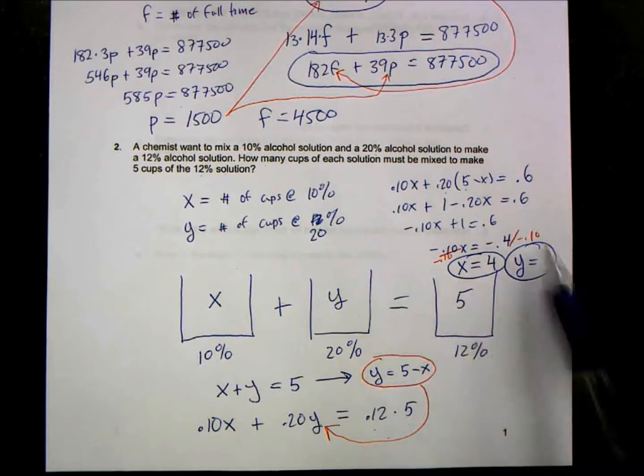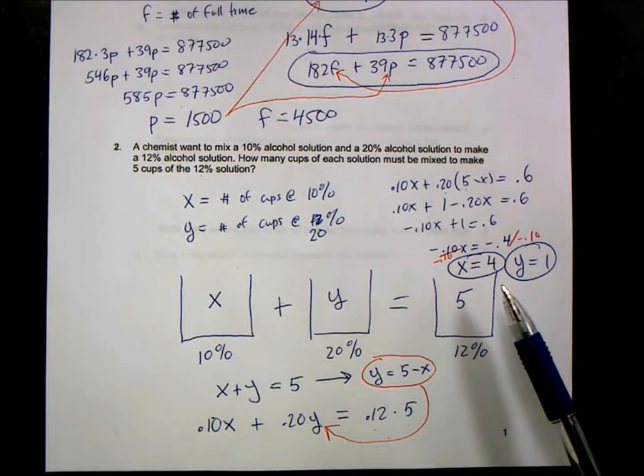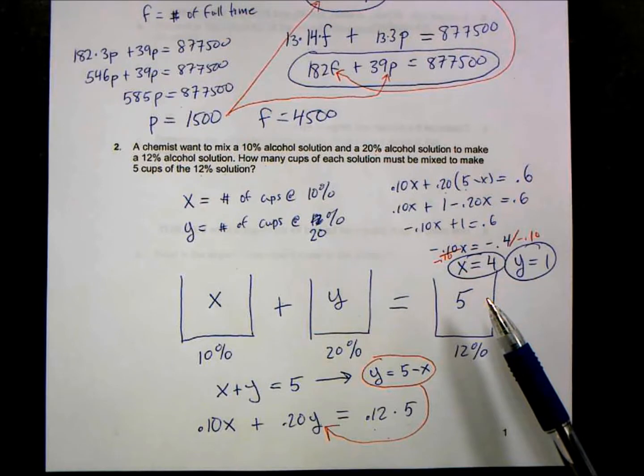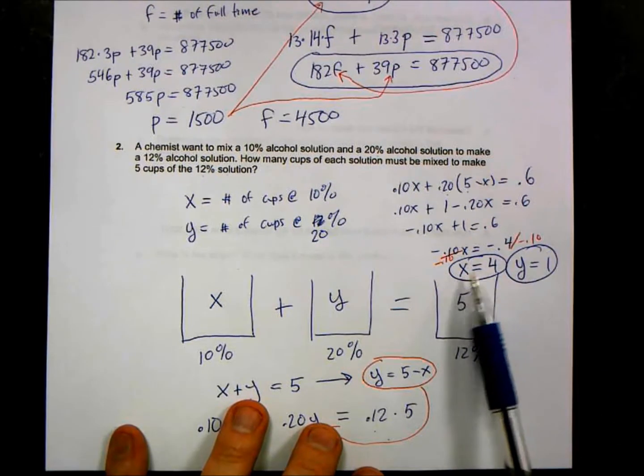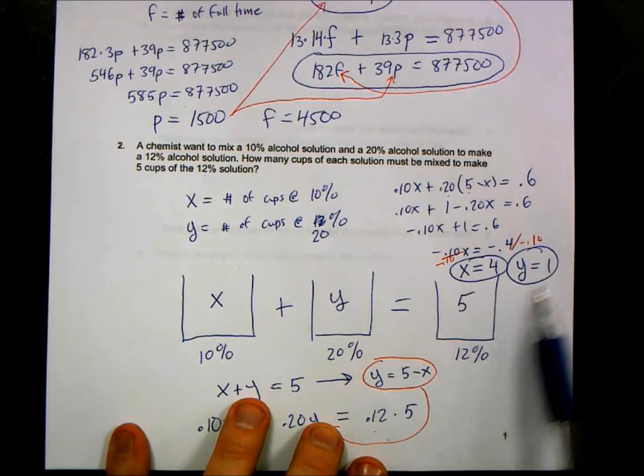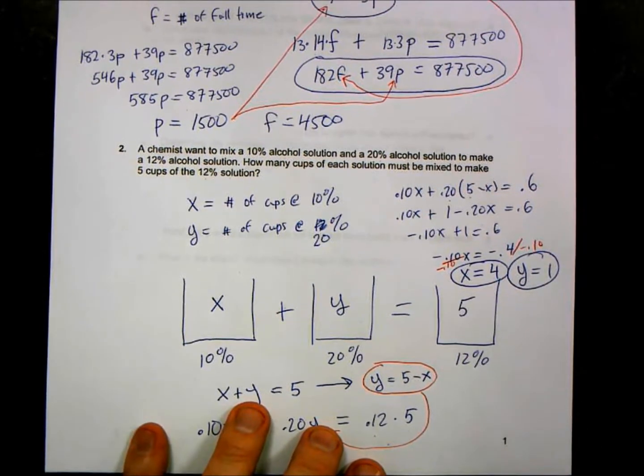Or what if I did all this work and I got x equals negative 2? Could x be negative 2? No, you can't have negative 2 cups of something. Okay? So the only reasonable answers are answers between 0 and 5. So 4 and 1, they're believable answers.